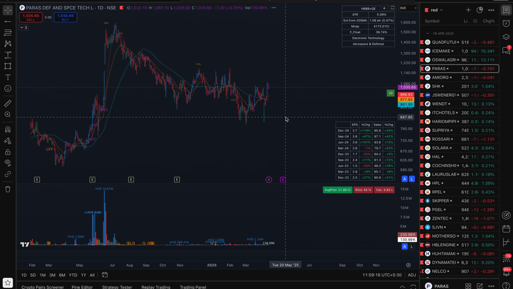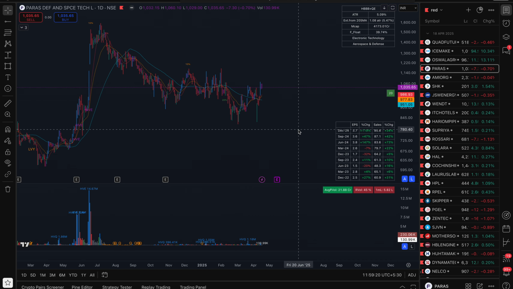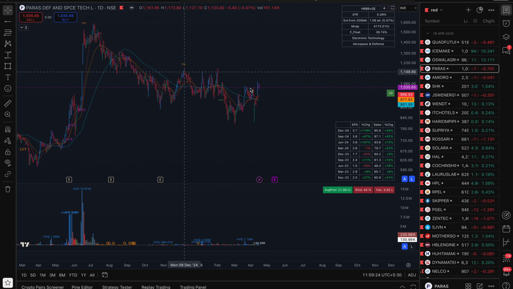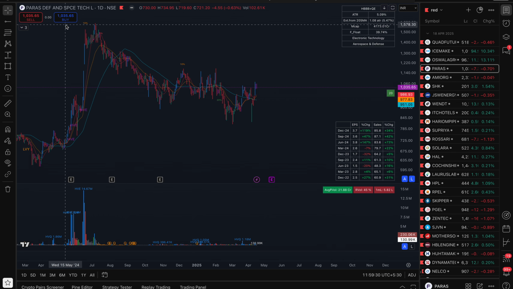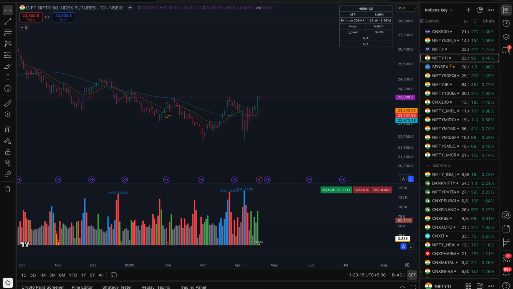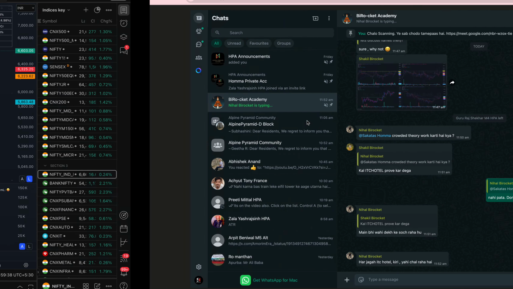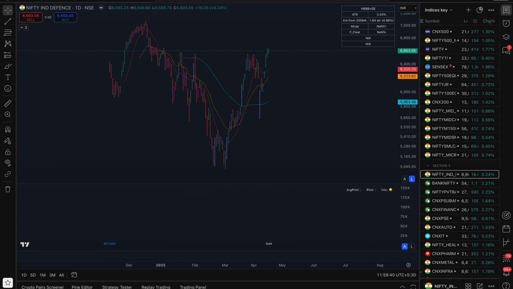Paras is developing a reversal base, and this is still on a downtrend. This is still on a downtrend, but I'm putting it here because the EPS and sales numbers are really good. Plus, this is also from the defense space, and defense has been doing really well, so this is also forming a reversal base breakout. So it's in line with the market, and that is partially the reason also.